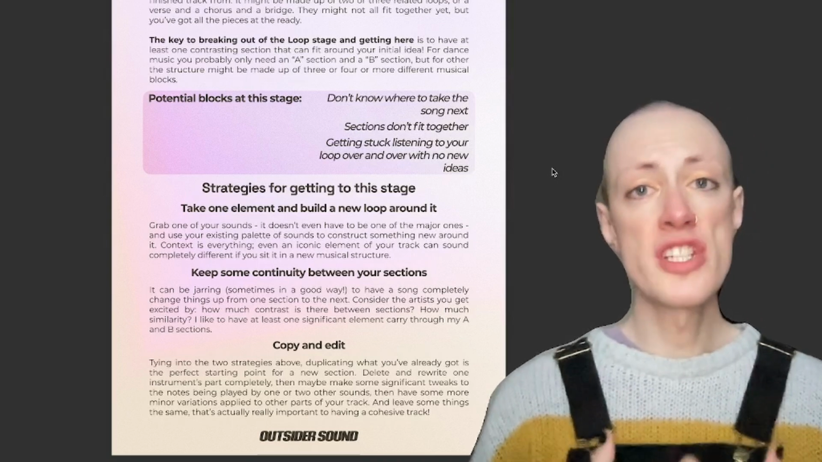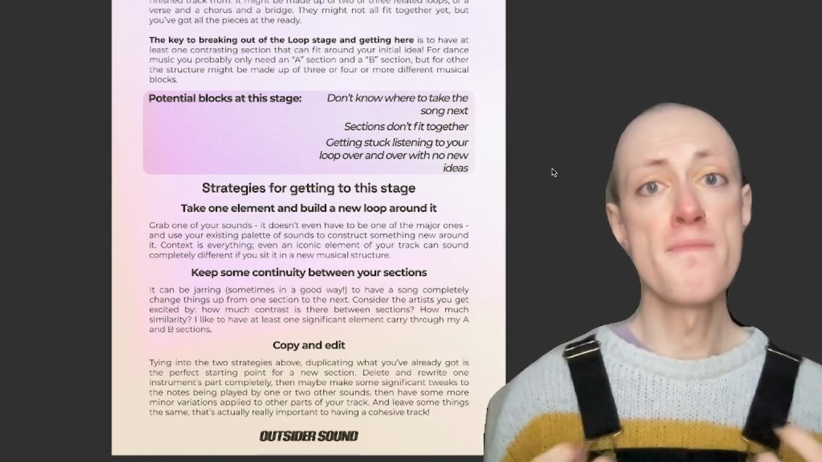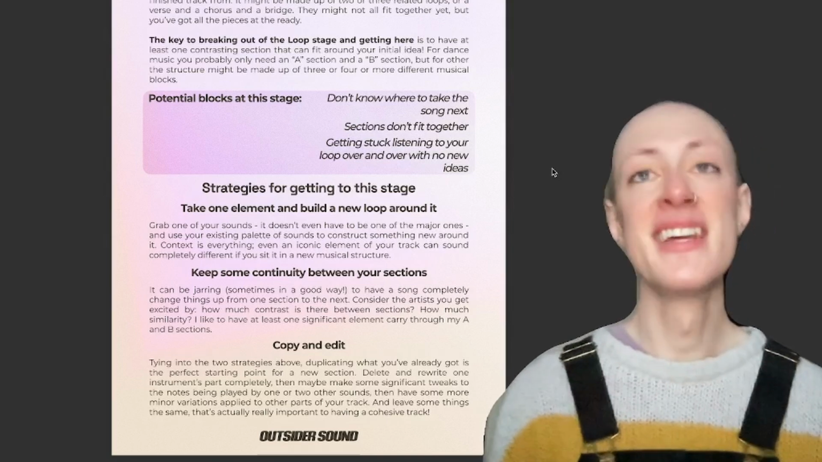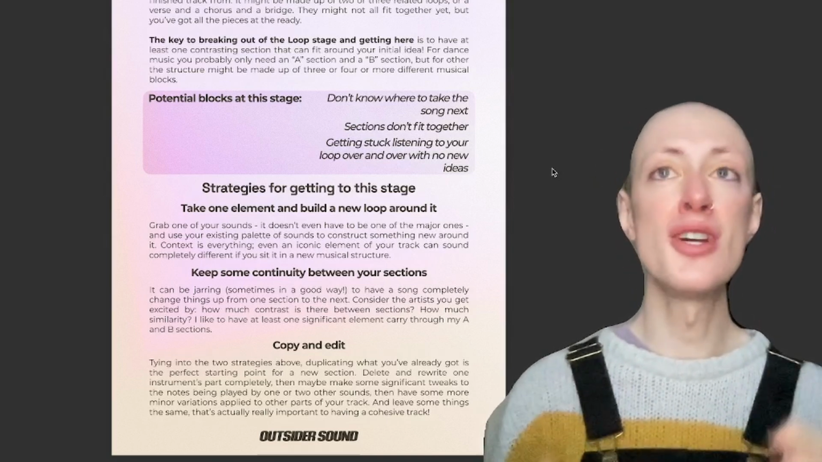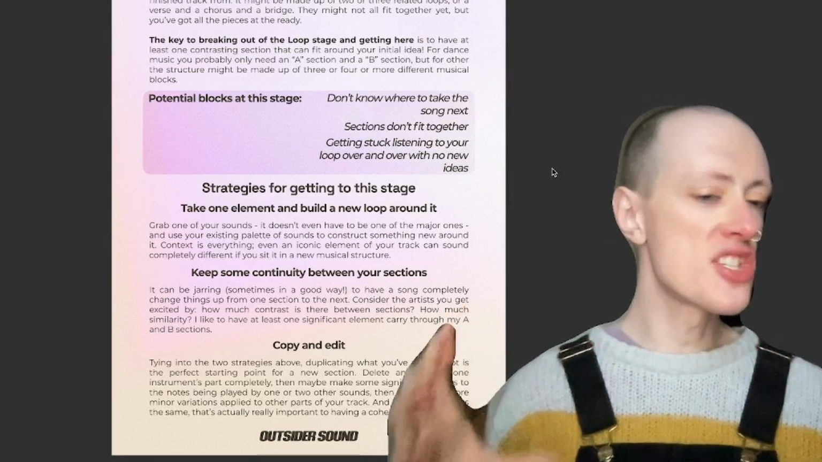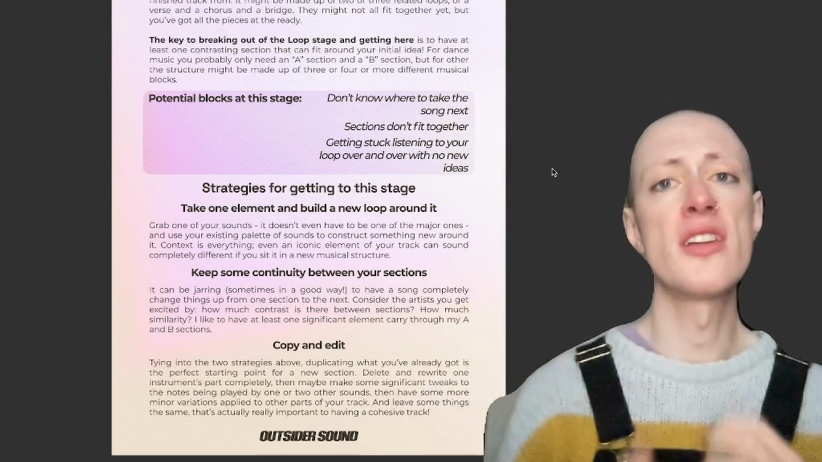And then the last one, which is probably the place where most unfinished tracks linger and wither on the vine, is getting stuck listening to your loop over and over with no new ideas. You just get stuck in this zone of, well, I've got what I've got and I don't know what to do next.